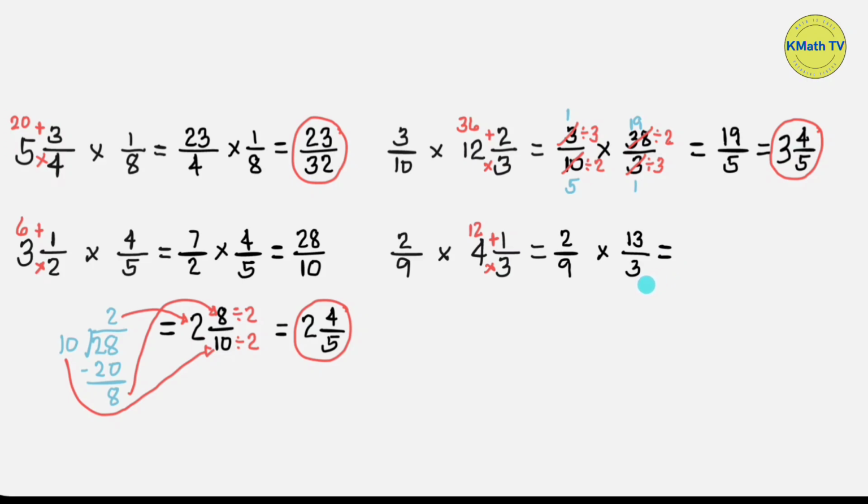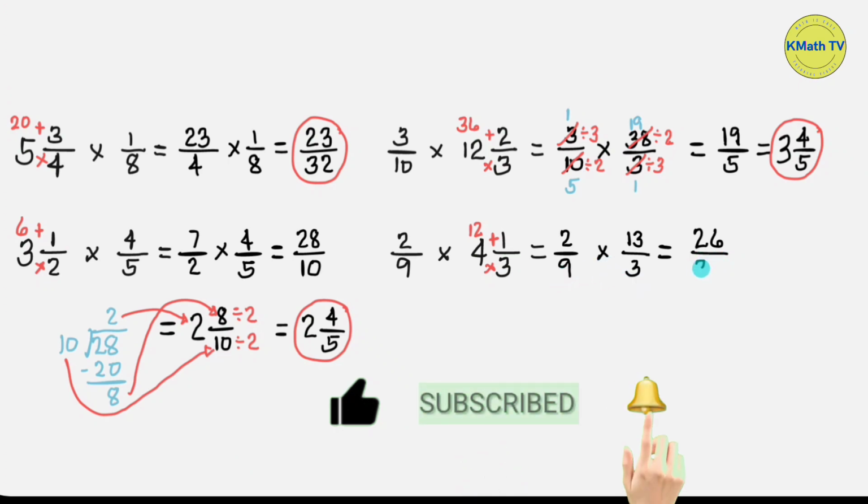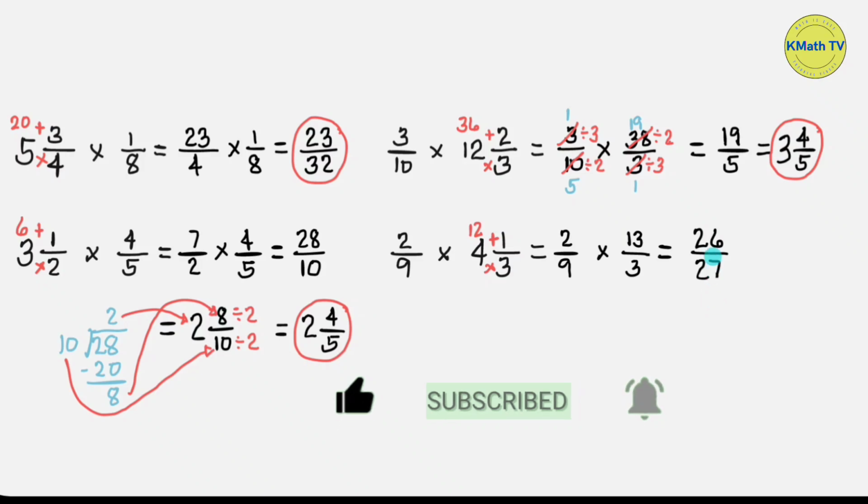Multiply the numerators. 2 times 13 equals 26. And multiply also the denominators. 9 times 3 equals 27. Okay, the answer is 26 over 27. It is already in lowest terms because the numerator and the denominator are consecutive numbers. So, this is the final answer.